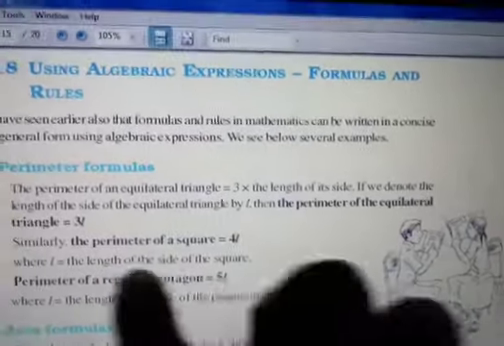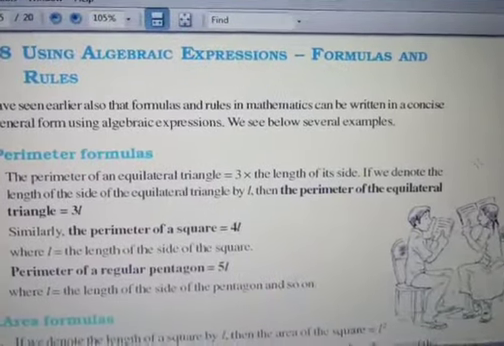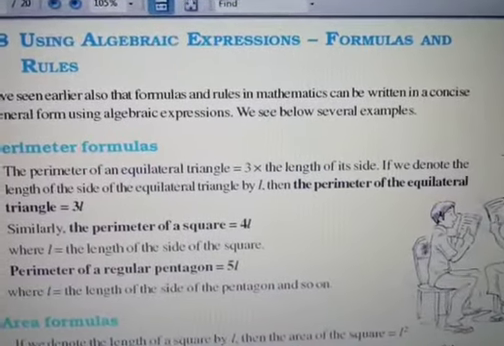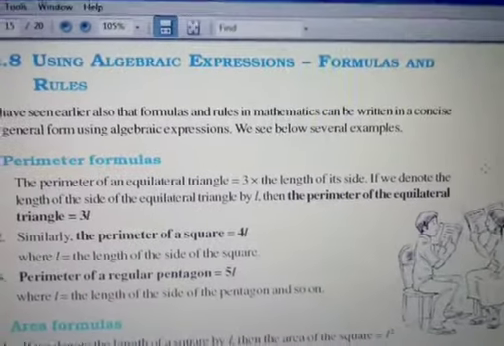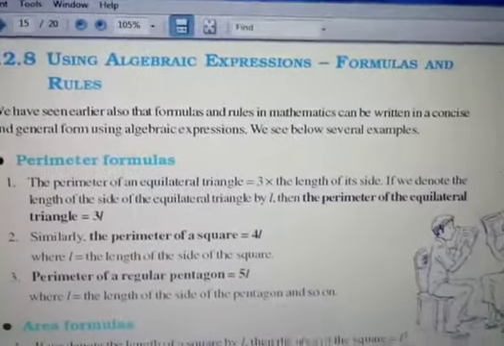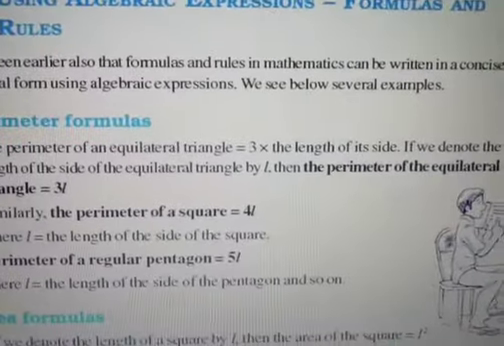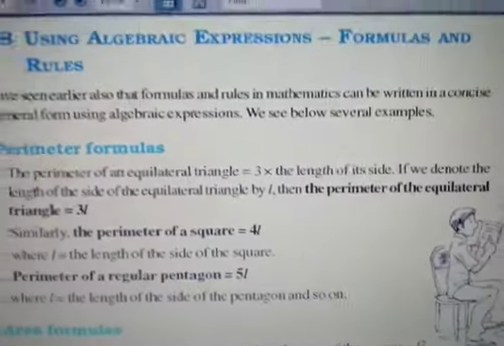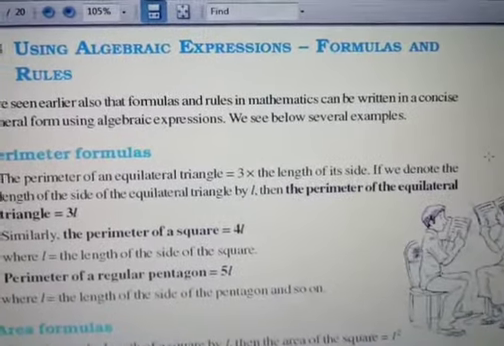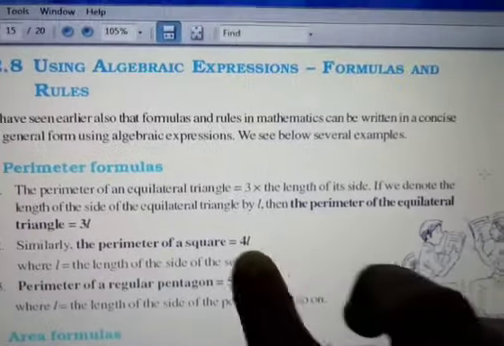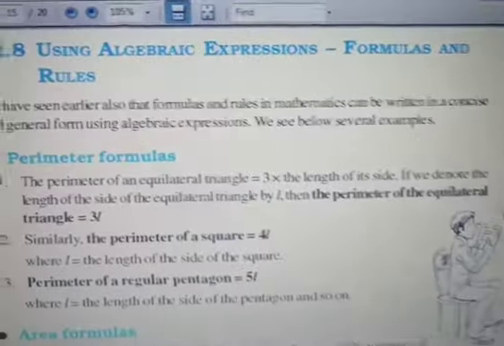Next, perimeter of a square. What is the formula? 4 into sides, correct? Here the side is given as L. 4 into L is nothing but 4L. That is also an expression because here L is a variable. The length of the side will vary for every different figure.